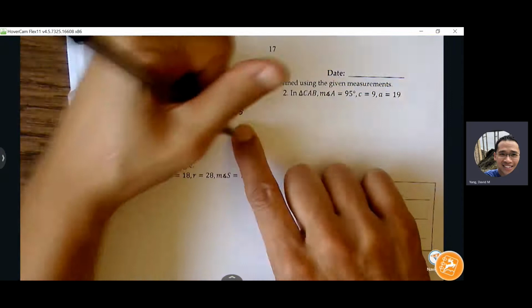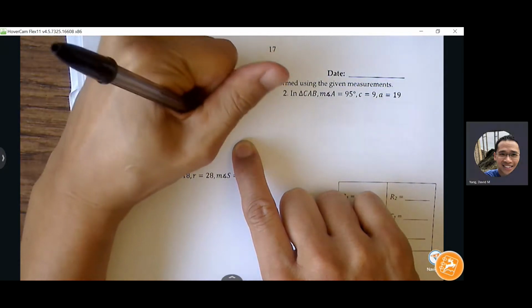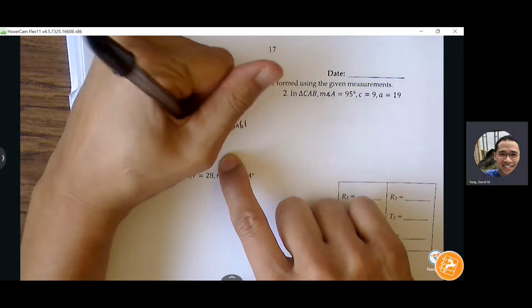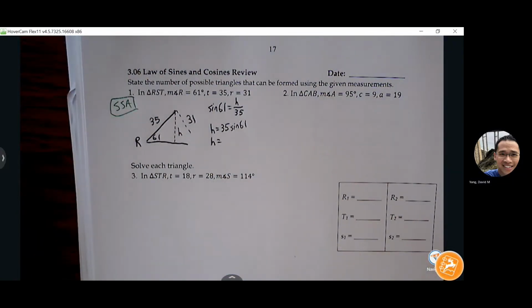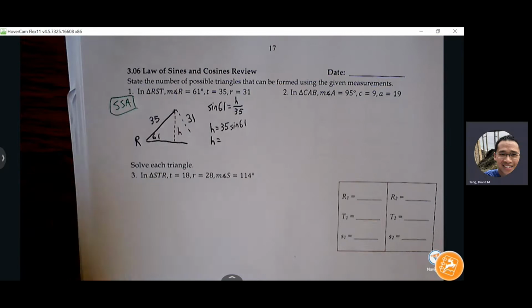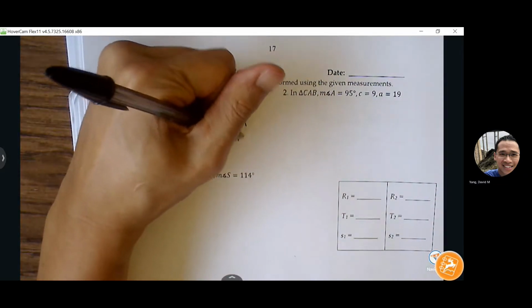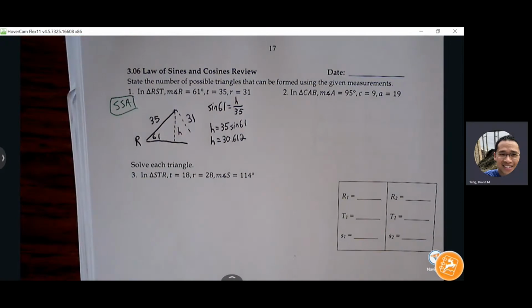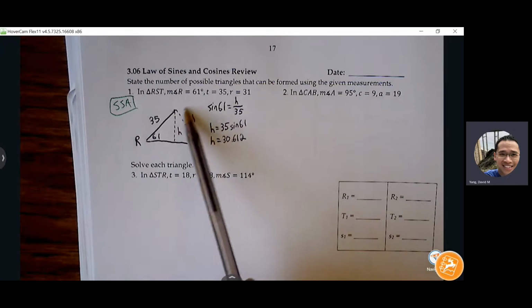Cross multiply, solve for h. Okay, everybody with me so far? H equals 30.612. Now, this is not part of our triangle, but it is going to be helpful to help us determine what's going to happen with that 31.